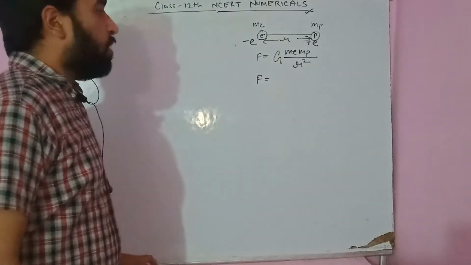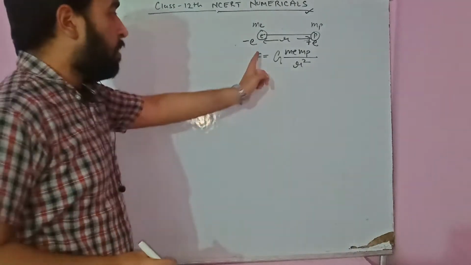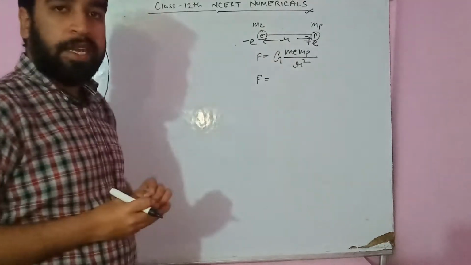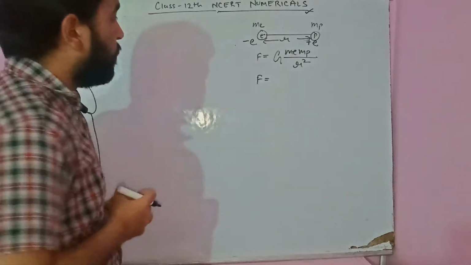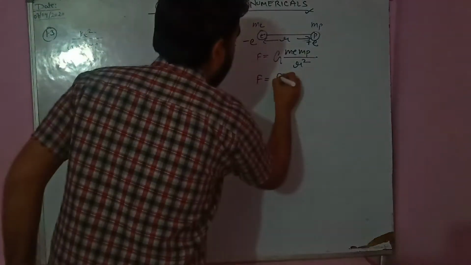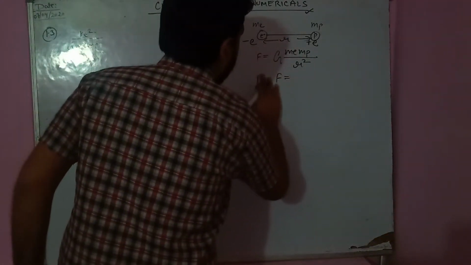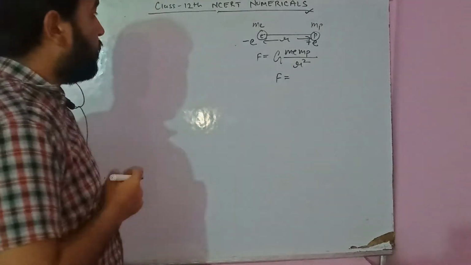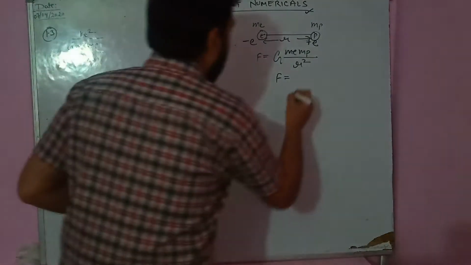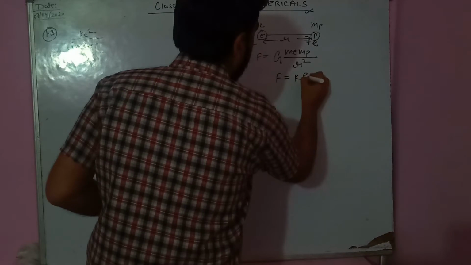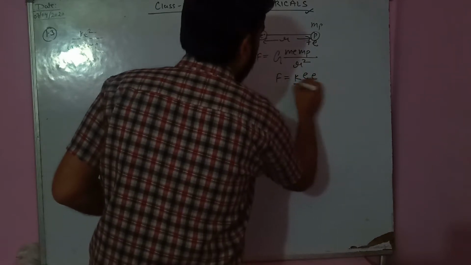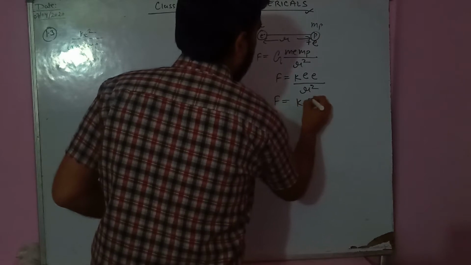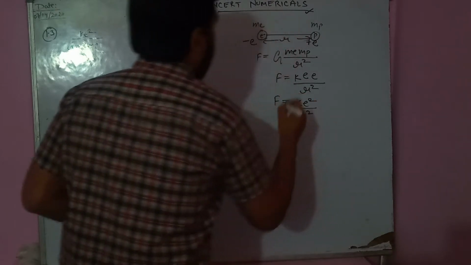So, because of the polarity, which kind of force will be there? The force of attraction, because both are opposite charges. So what will be the value of that force? By Coulomb's law, F is equal to k Q1 Q2, k e into e, divided by r square. So you are getting F is equal to k e square upon r square.